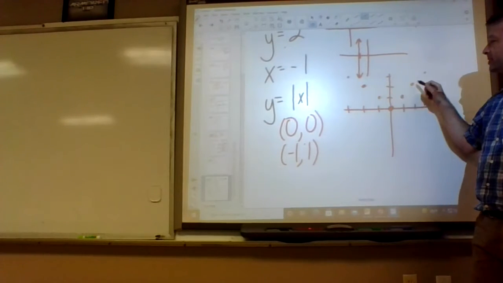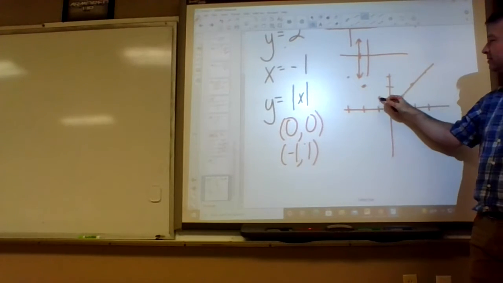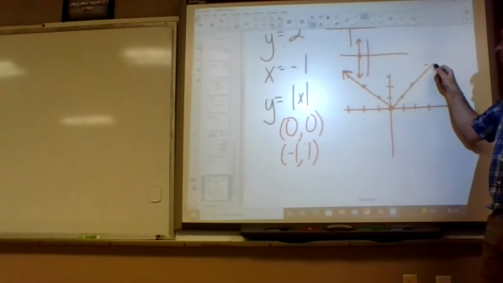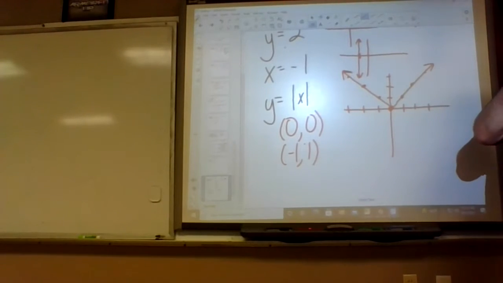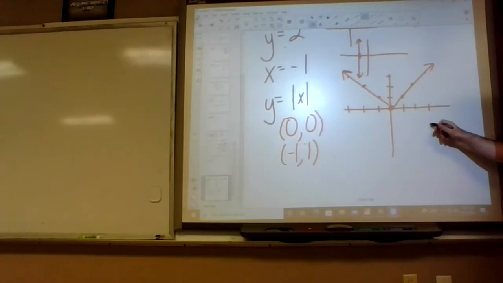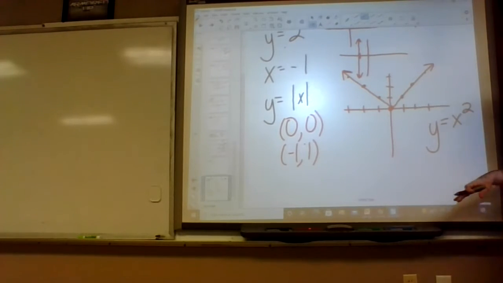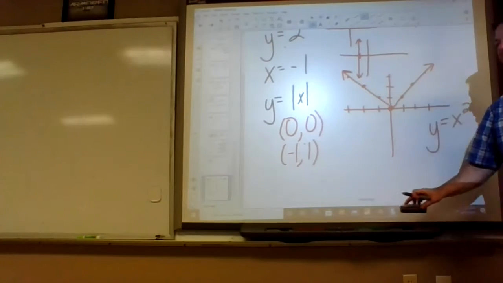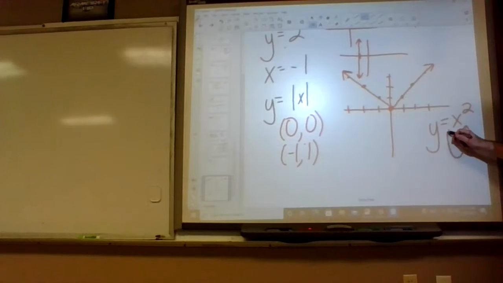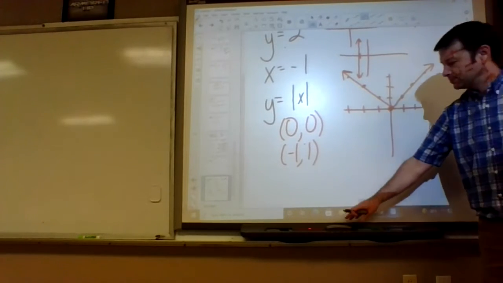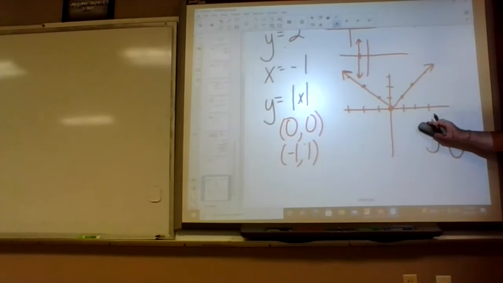We did this in Algebra 1. You guys remember? It's almost like a parabola or something. It's not a parabola. What's a parabola? What makes a parabola shape? We're going to talk about this later, but y equals x squared makes a parabola. It's the curvy one, like the bowl or the U.